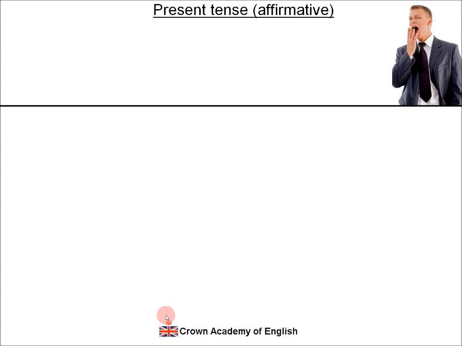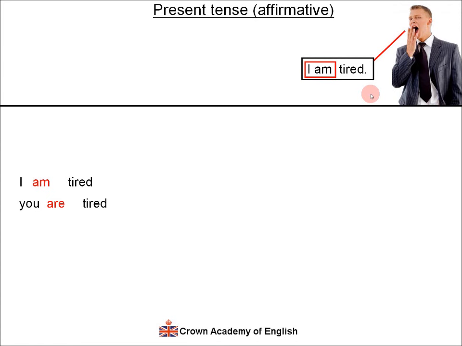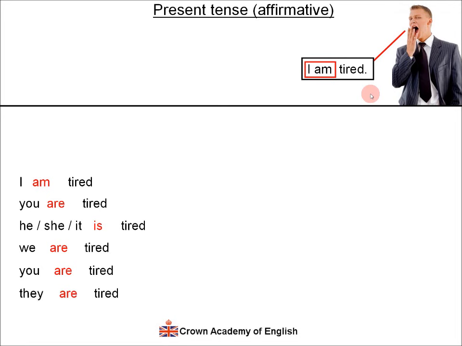So let's look at the affirmative, present tense. I am tired. So here is the verb to be. I am. I am tired. You are tired. He, she, or it is tired. We are tired. You are tired. They are tired.